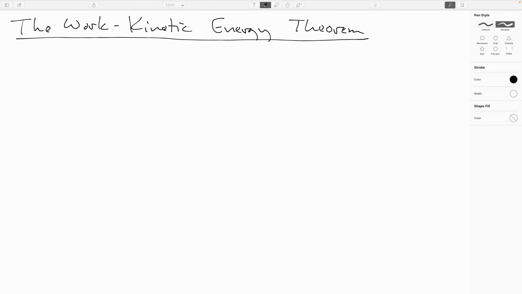So far we've introduced the concept of energy as a natural currency, and we took a bit of a mathematical detour to introduce the dot product. Now we'll start to bring it all together with the Work-Kinetic Energy Theorem. And the Work-Kinetic Energy Theorem actually starts from Newton's second law of motion.